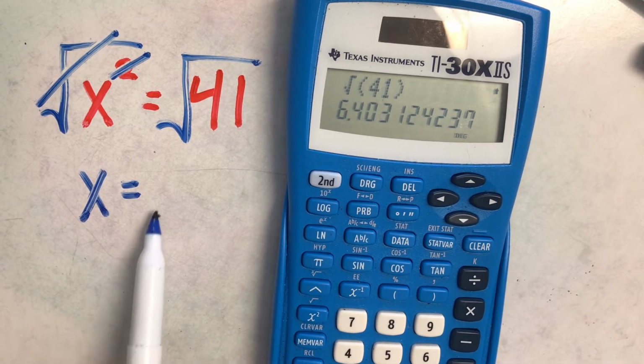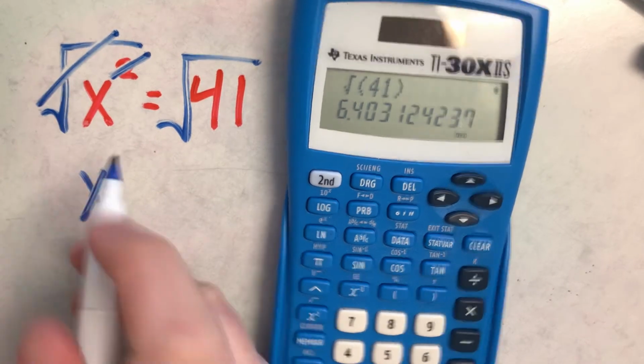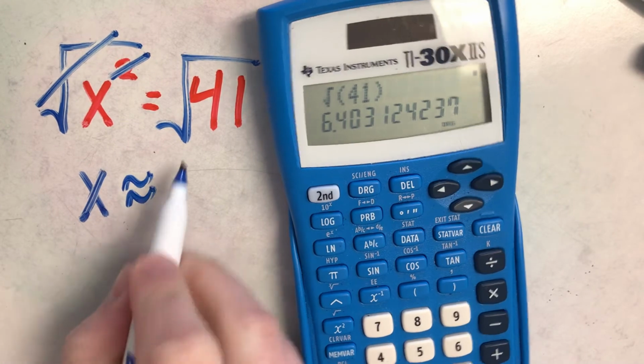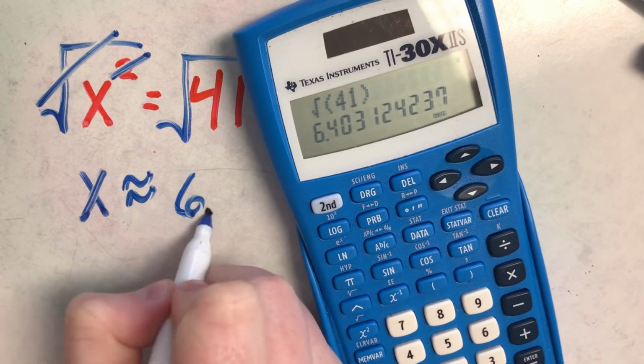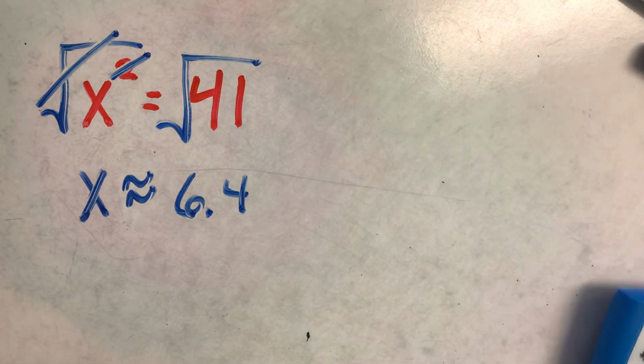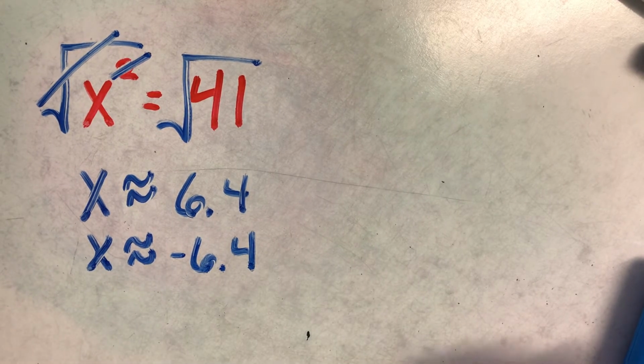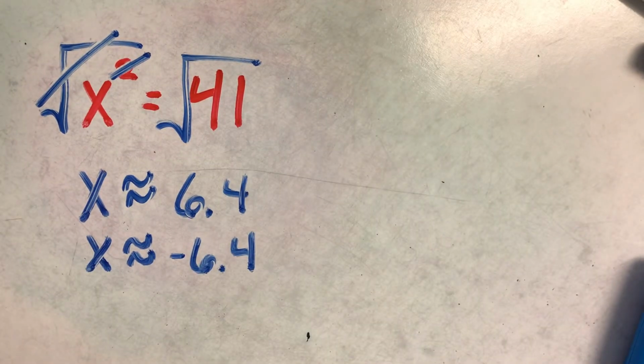Okay, for most of these you'll have instructions to round, so I'll say that this is about 6.4, and we know that this is also going to have a negative solution, so x is about negative 6.4 as well. So those are your square root equations. You're also going to see cube root ones. They are just as simple. It's the same exact steps.